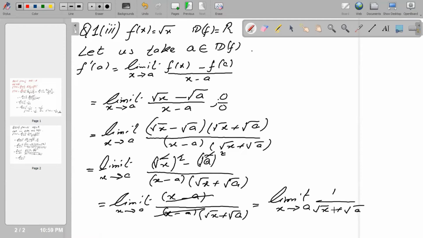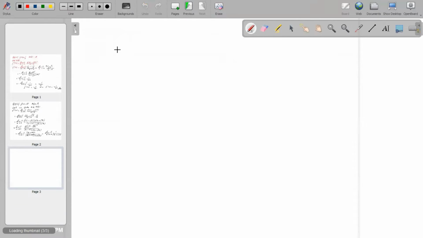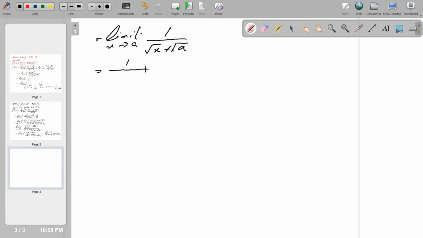If we apply the limit here, then we have 1 upon square root of a plus square root of a. So on the next page, applying the limit, I'm writing it again here. x approaches a, 1 upon square root of x plus square root of a. If we apply the limit here, then we have 1 upon square root of a plus square root of a, which is equal to 1 upon 2 square root of a. So this is the derivative of the given function at point a.